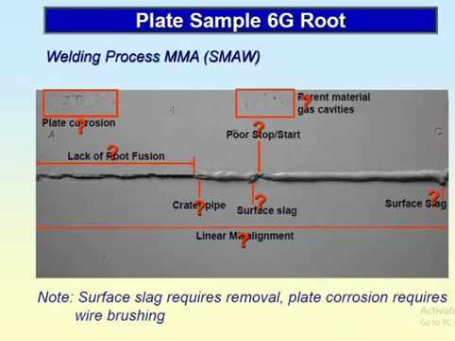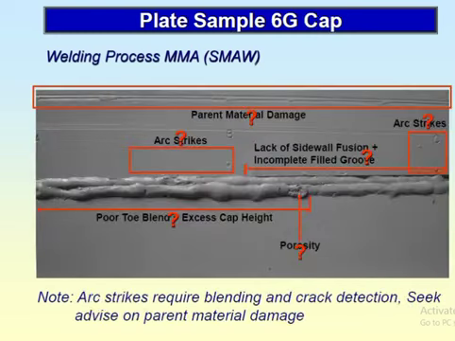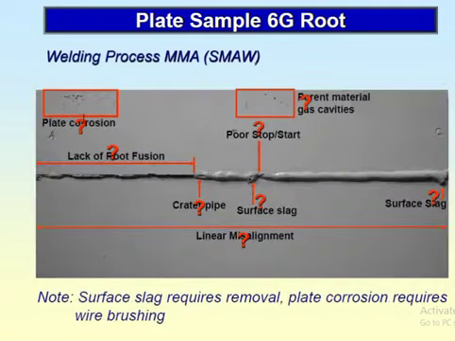This is the plate corrosion. This is another 6G. This is the 6G cap and this is the 6G root, coming this way. This type of plate has corrosion, plate corrosion.